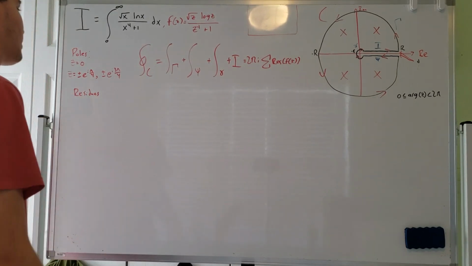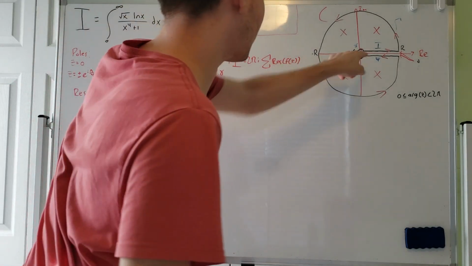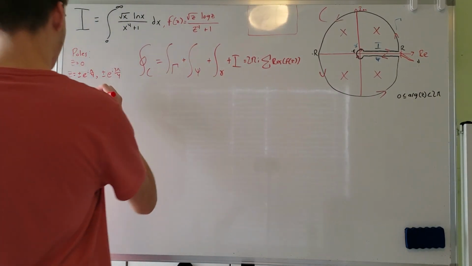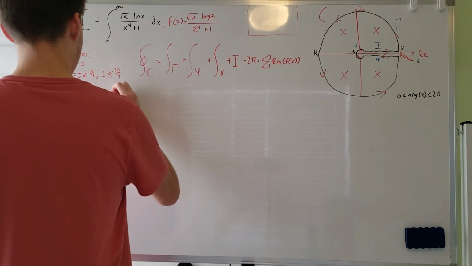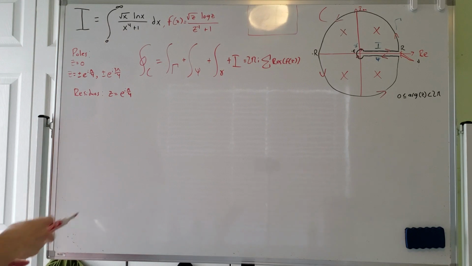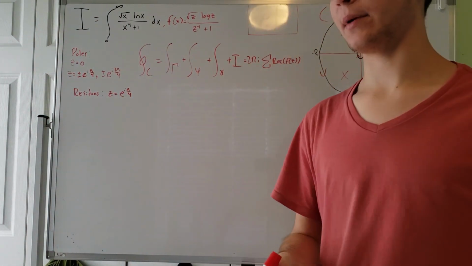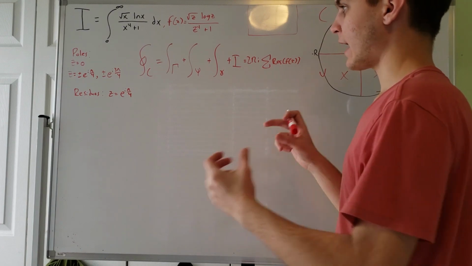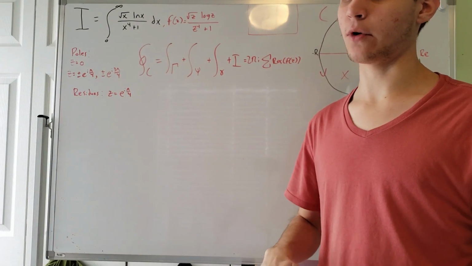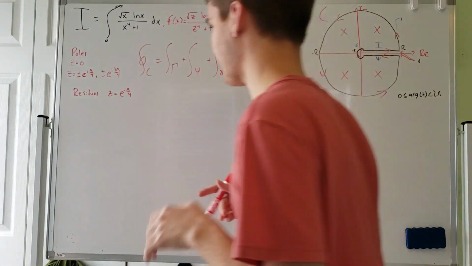We need to find the residues at each of these poles. We don't care about this one, because that one's just excluded from our graph. So we'll start with z equal to e to the i pi over 4, the positive version. This is a simple pole, by the way, because the factor of z minus e to the i pi over 4 doesn't occur more than once. So it is a simple pole. There's no differentiating. We're fine.